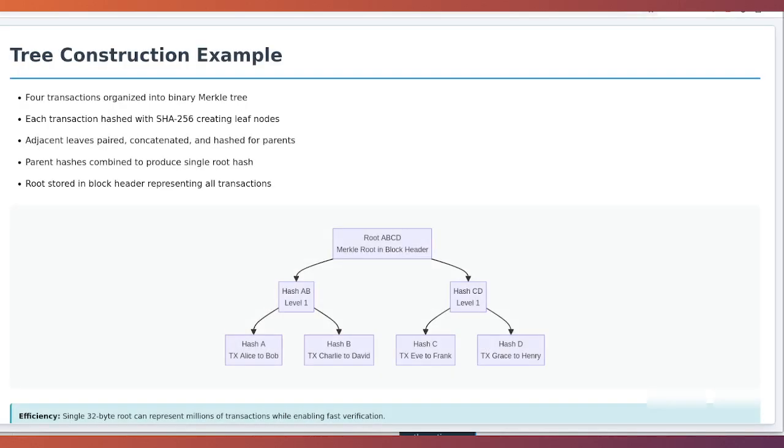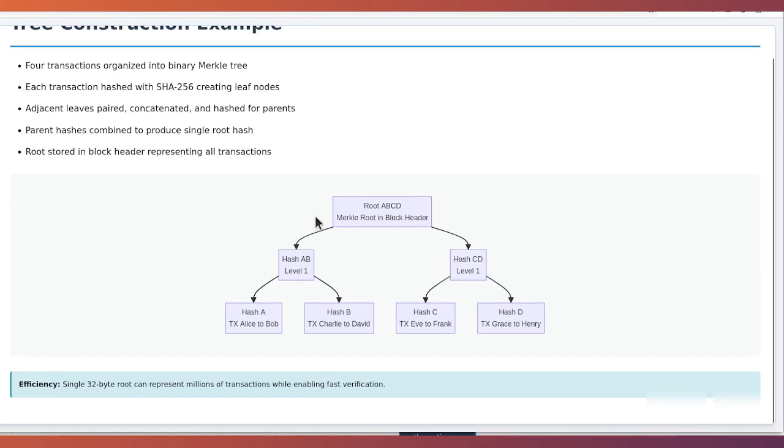Tree construction example. Let's make this even more concrete with actual example data. Suppose we have 4 transactions in a blockchain block, and we want to create a Merkle tree to represent them efficiently. Transaction A might be Alice sends 5 BTC to Bob. Transaction B is Charlie sends 2 BTC to David. Transaction C is Eve sends 3 BTC to Frank. And transaction D is Grace sends 1 BTC to Henry. These are our 4 leaf data points.